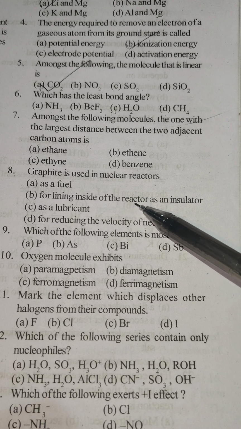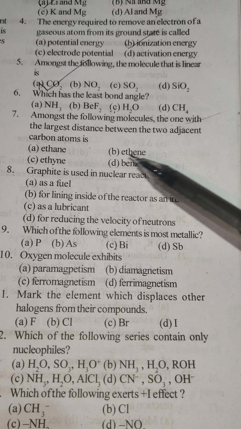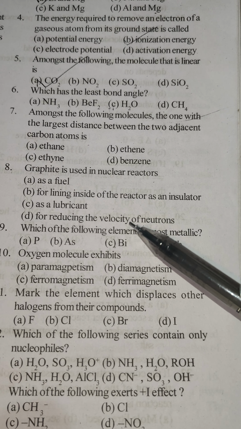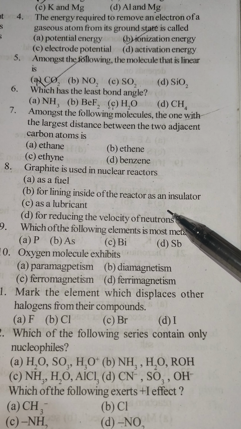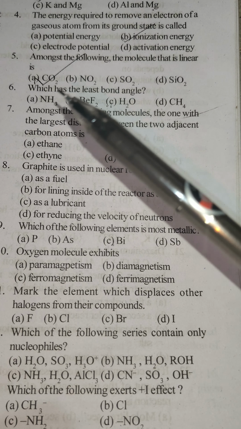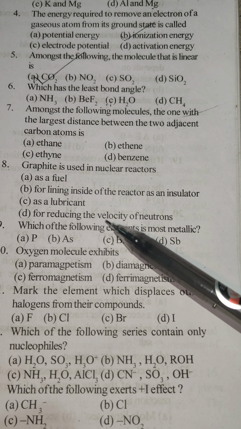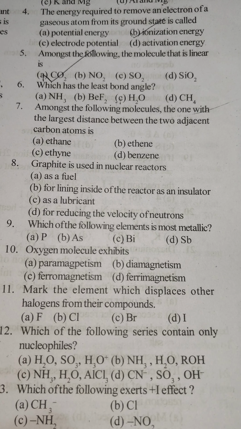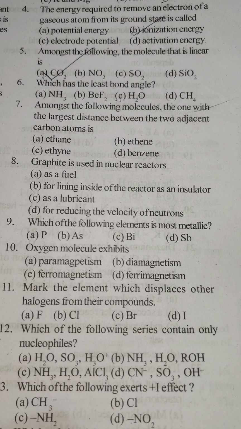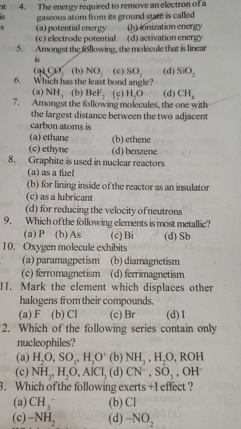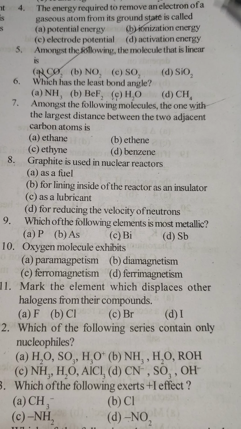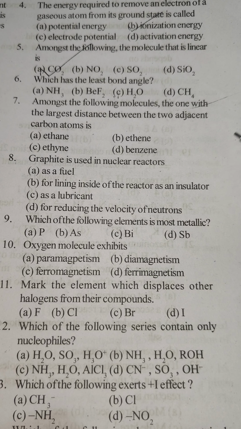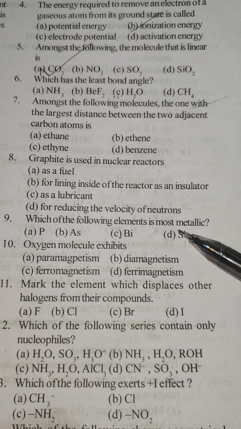Graphite is used in a nuclear reactor for what? As a fuel, for lining the inside of the reactor, as an insulator, as a lubricant, or for reducing the velocity of neutrons. So what would be the answer? The right answer is option D, that is for reducing the velocity of neutrons.